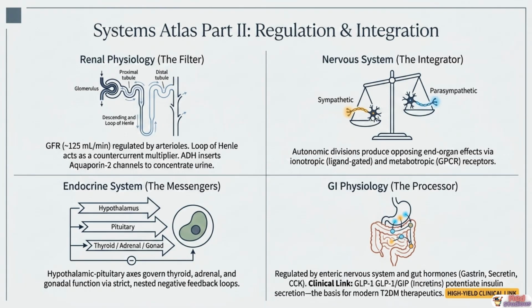Endocrine physiology coordinates slower, widespread metabolic responses. The hypothalamic pituitary axes govern the thyroid, adrenal glands, and gonads through tightly nested negative feedback loops. Finally, gastrointestinal processing integrates neural control with powerful gut hormones like gastrin, secretin, and cholecystokinin. Notably, incretins like GLP-1 and GIP naturally potentiate insulin secretion. This physiological mechanism forms the direct foundation for modern GLP-1 receptor agonist therapies, revolutionizing type 2 diabetes and obesity management.